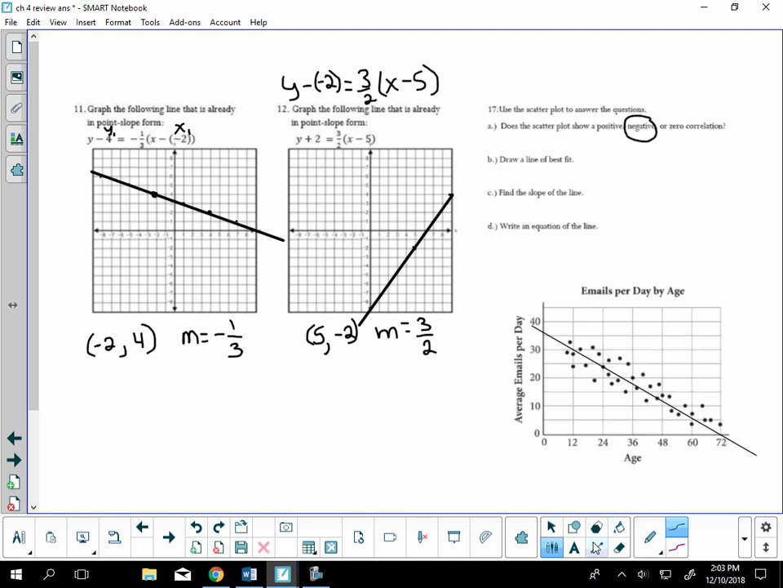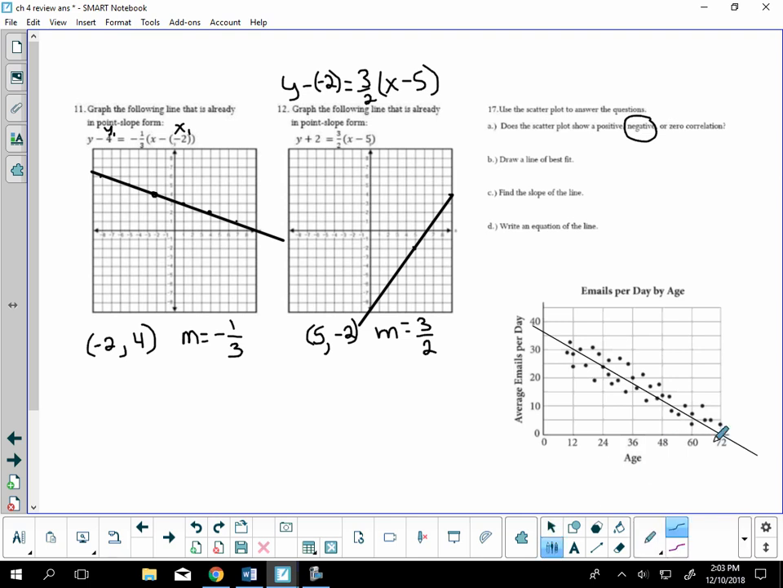Now we want to draw the line of best fit. And I had already done this. You just kind of want to draw a line where it is through as many points, and you have about the same number of points above and below.